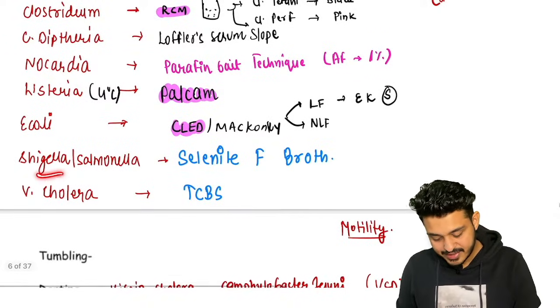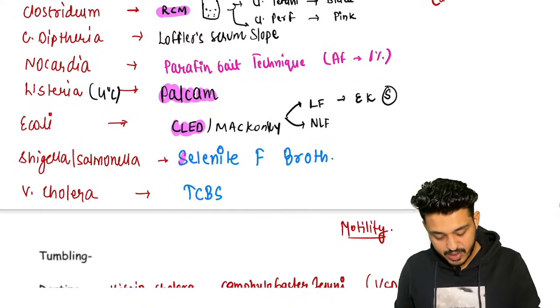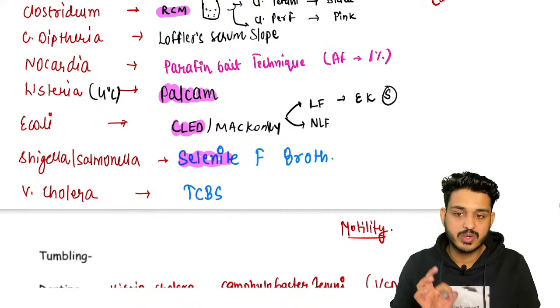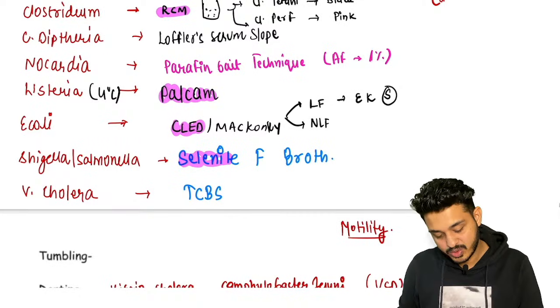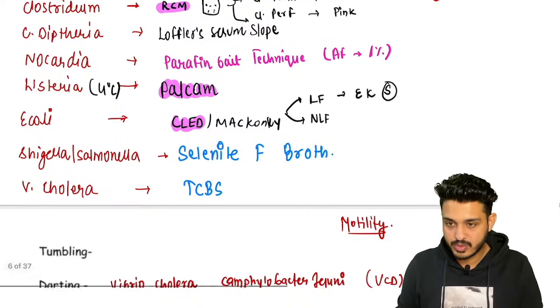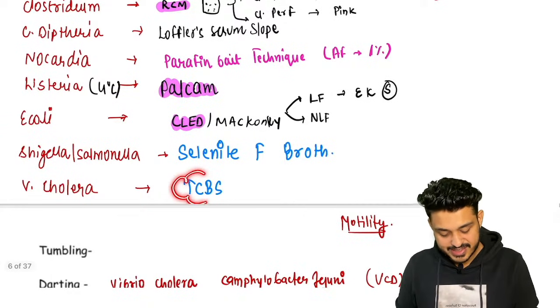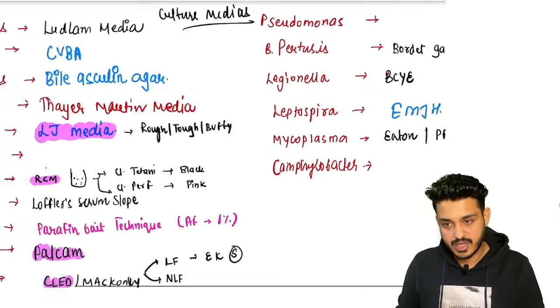For Shigella and Salmonella, remember Shigella, Salmonella always together. S for Shigella, S for Salmonella, S for selenite F growth is going to be there. Vibrio cholerae is going to be TCBS. TCBS is going to be there, right?